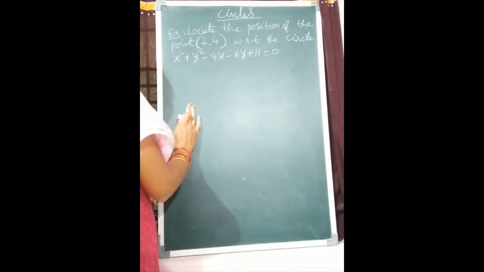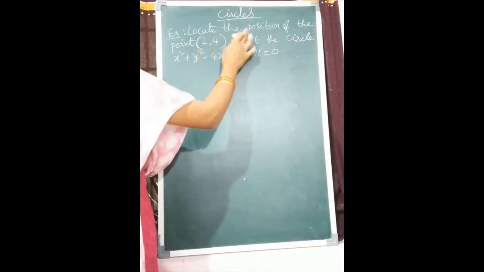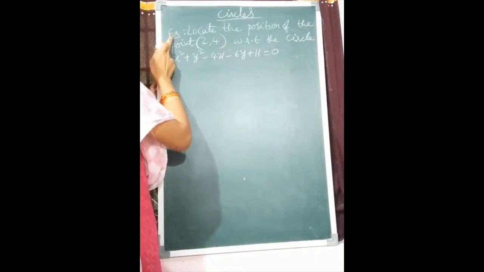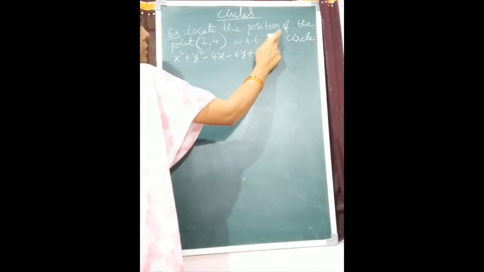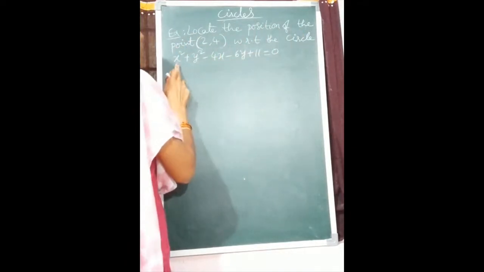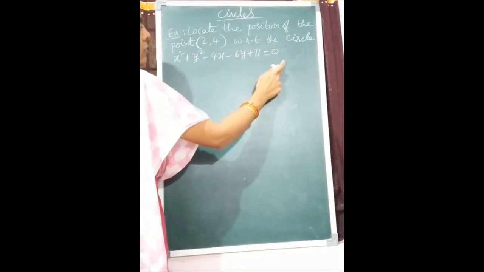Here we have an example: how to locate the position of the point with respect to the circle. So, for example, one problem. Locate the position of the point (2, 4) with respect to the circle x square plus y square minus 4x minus 6y plus 11 is equal to 0.